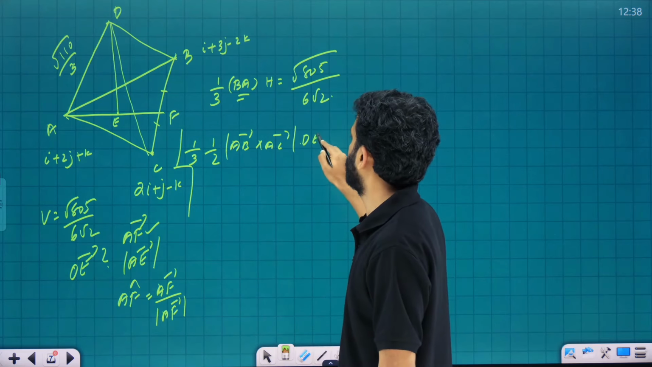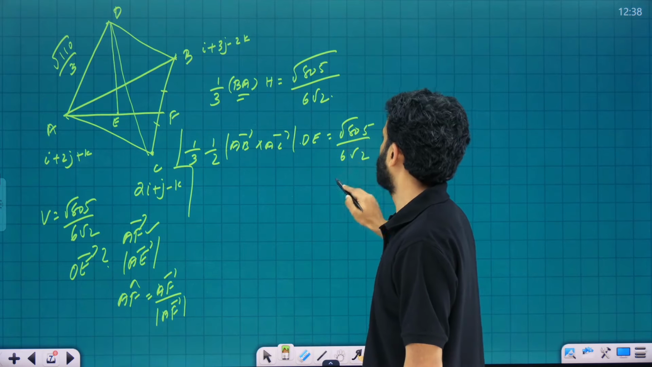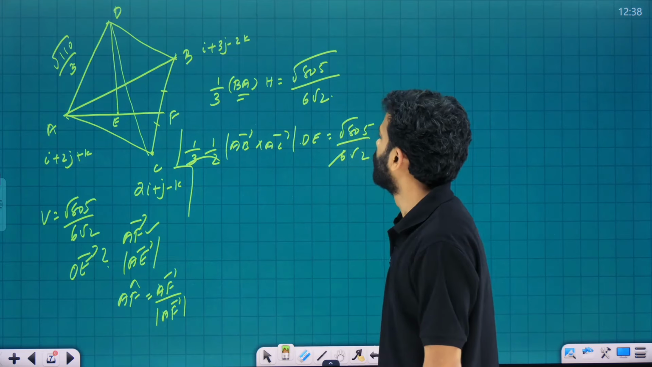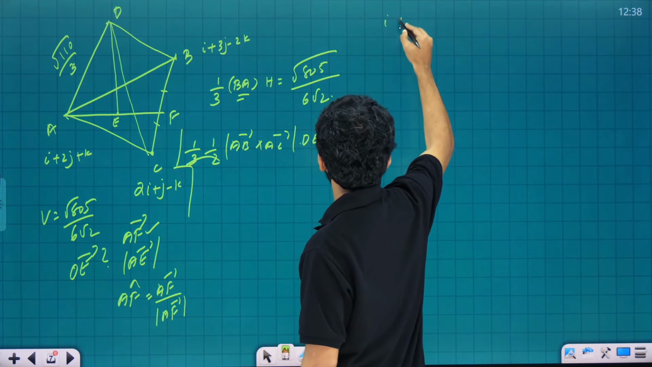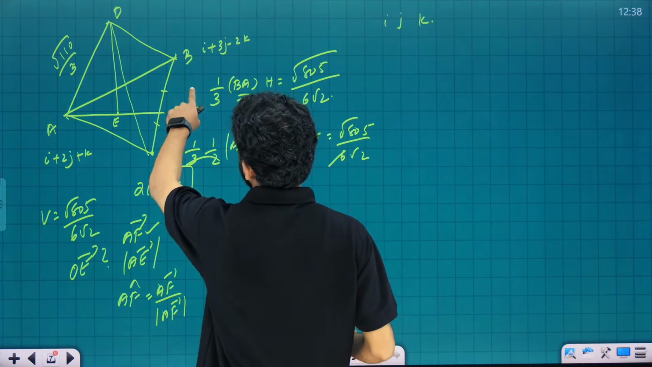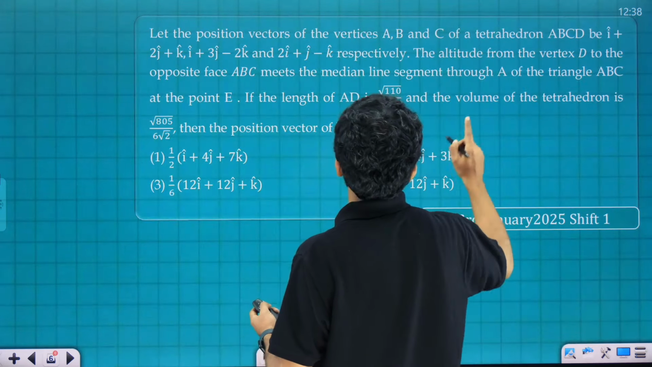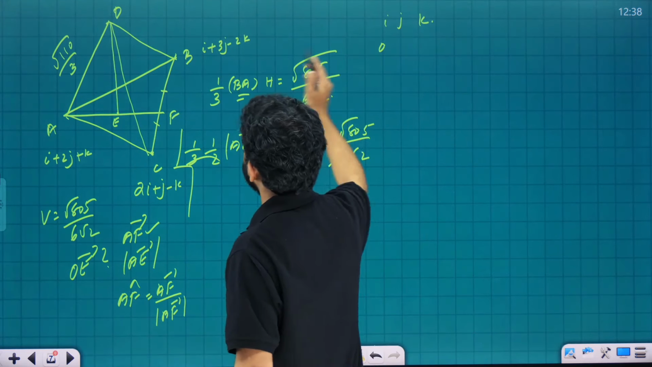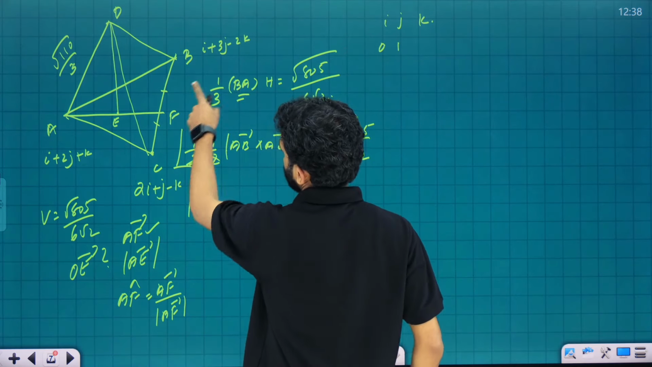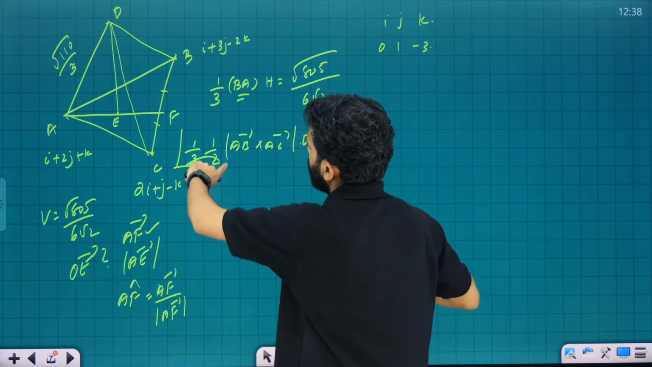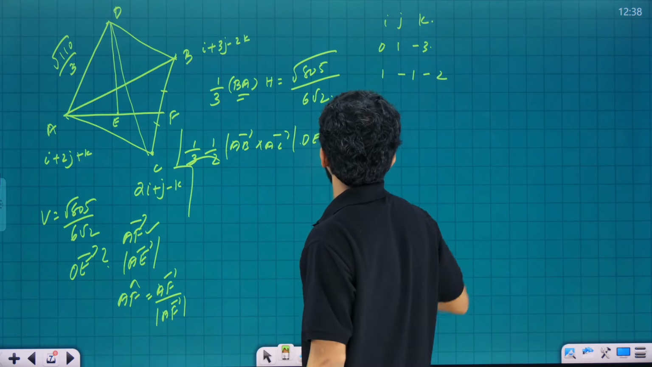Height is D. I think from here you will get D is equal to root 805 divided by 6 root 2. This 6 and this 6 got cancelled. We need to find the vector AB cross vector AC, that we can formulate from here. That is i, j, k. And what is vector AB? That is 0, 1, minus 3, and from here it will be 1, minus 1, and minus 2. So it will be like this.